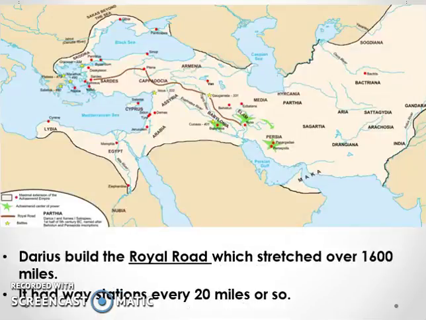He built something called the Royal Road. This is the first major road project in history. It's going to stretch over 1,600 miles, and it's going to go from the city of Sardis all the way down 1,600 miles to the city of Susa. There's going to be a way station every 20 miles or so, which means a place where travelers who travel on this road can stop, they can feed their horses, they can stay overnight, whatever it is that they need. It's kind of like having rest stops on a long trip.